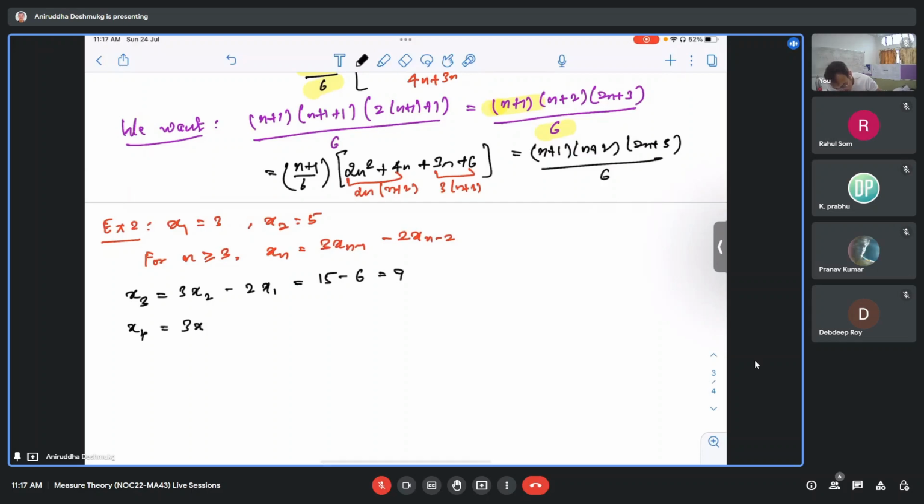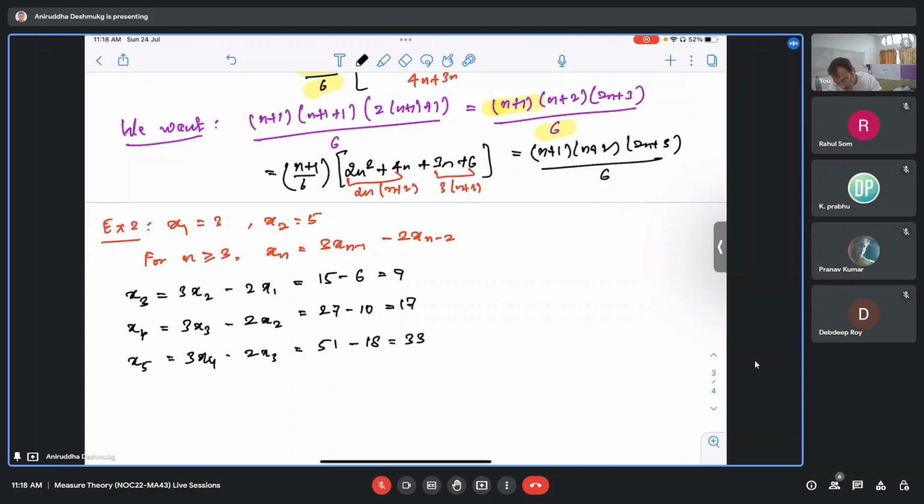x4 is 3x3 minus 2x2. So 3 times 9 is 27 minus 2 times 5 is 10. That is 17. What is x5? This is 3x4 minus 2x3, which is 3 times 17, that is 51, minus 2 times 9 is 18. So this is going to be 33.